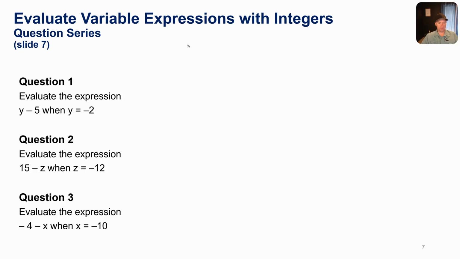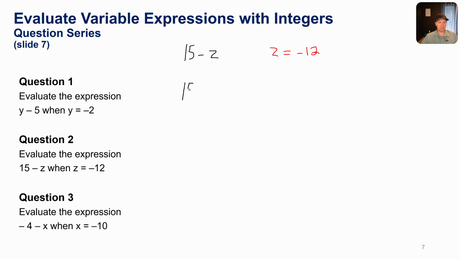Question number 2. Evaluate the expression 15 minus z when z equals negative 12. So again, my first step here is I'm going to substitute negative 12 into this expression. But I'm going to put everything else directly the same. So I have 15. Oops, that's yellow. Weird. So let's go to black ink.